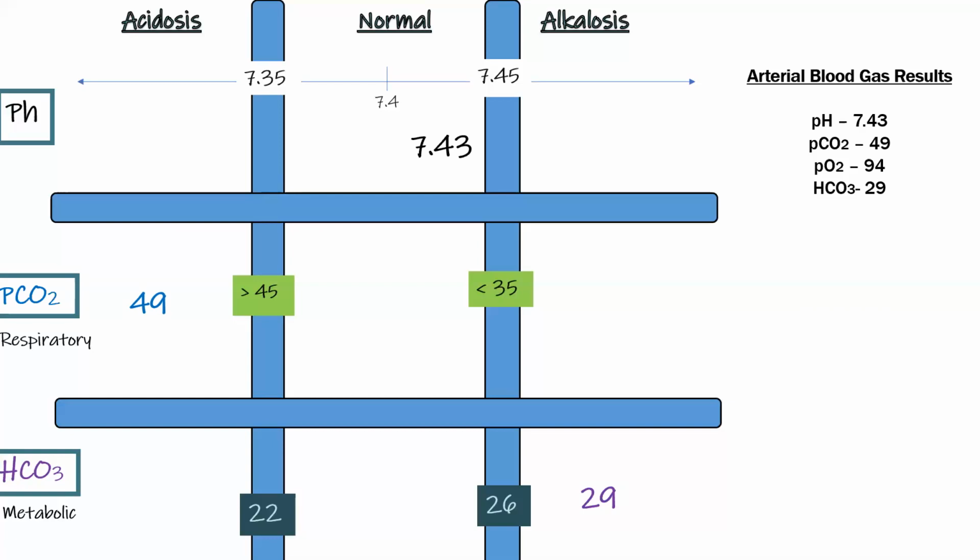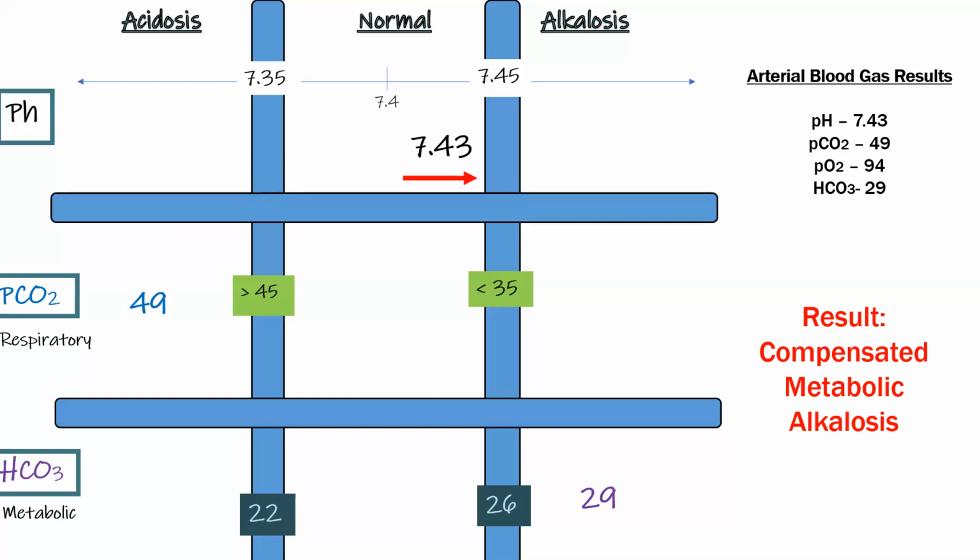So how do I handle this? Well, my pH is normal, so that indicates that I have compensation that's occurred. And because it's leaning more towards that alkalosis column, I'm going to consider it being an alkalotic type pH and say this is a compensated metabolic alkalosis.